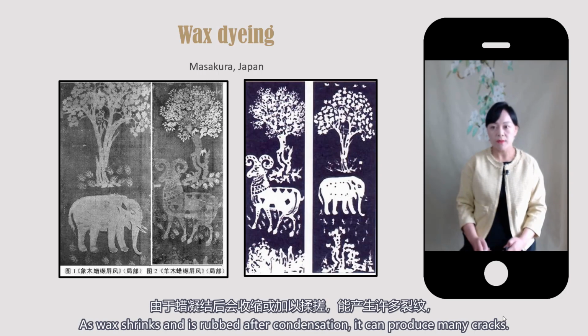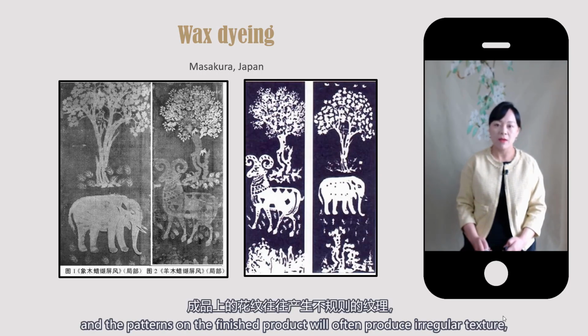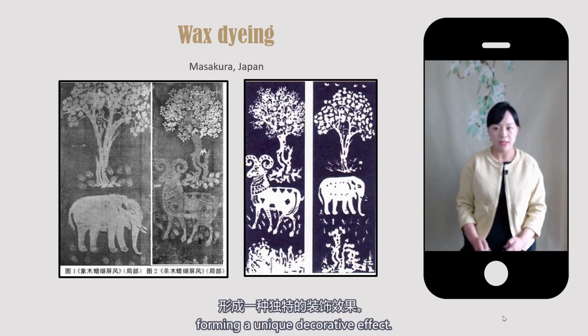As wax shrinks and is rubbed after condensation, it can produce many cracks. After dyeing, the pigment will penetrate into the cracks, and the patterns on the finished product will often produce irregular texture, forming a unique decorative effect.